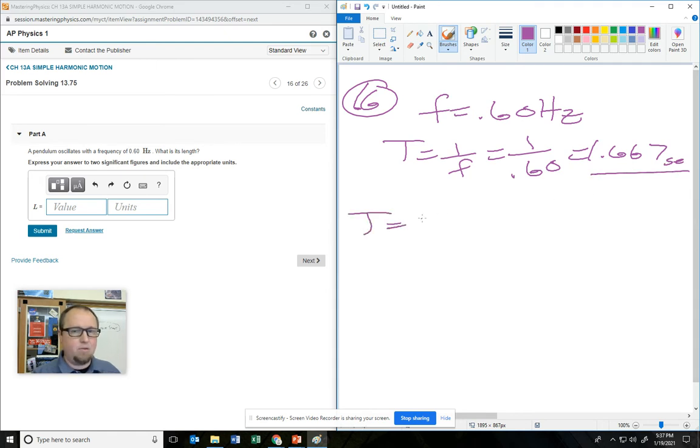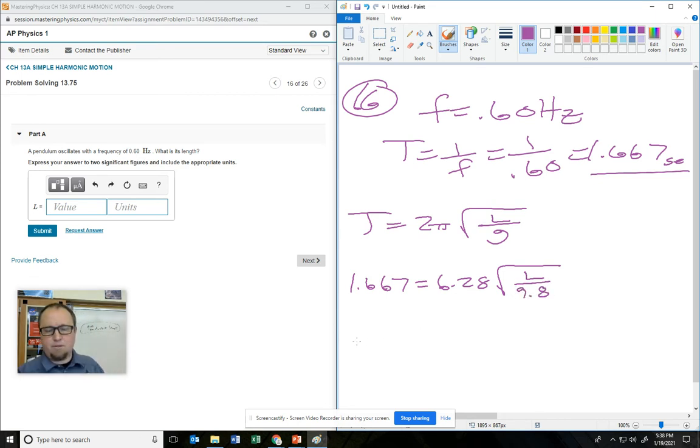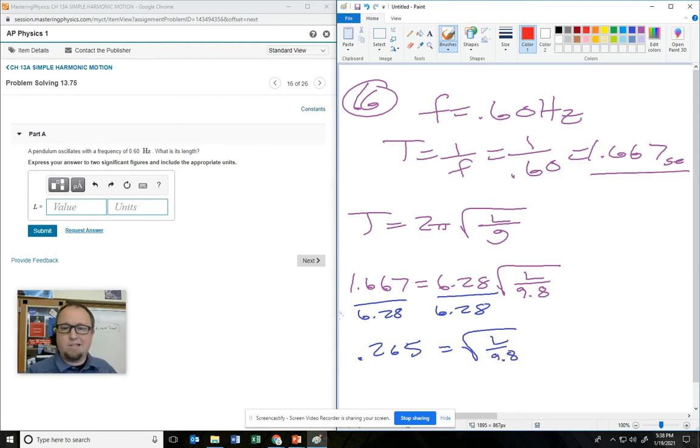So period equals 2 pi square root of pendulum L over G. Period 1.667 equals 6.28 square root of L over 9.8. I want to use 9.8 because I'm doing Mastering Physics. First thing I want to do, I'm going to change colors for my first step. First step, divide by 6.28. Just do that first. I get this number. I'm not going to say it out loud because I wouldn't follow if I said that out loud. The next thing I need to deal with is this square root.